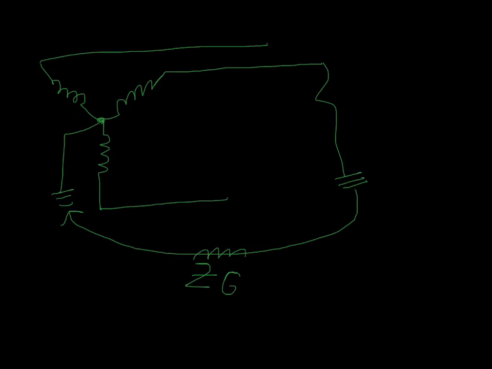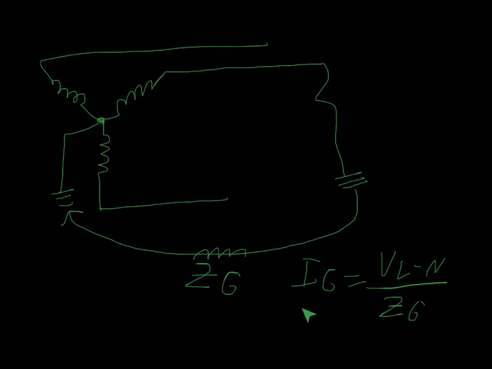Now, what is the current going to be? What's the max the current can be? So IG, effectively, without going into sequence components, is just simply going to be the line to neutral voltage divided by ZG right here. And you can imagine that ZG is going to be pretty tiny if you have a solidly grounded fault right here with nothing in between.